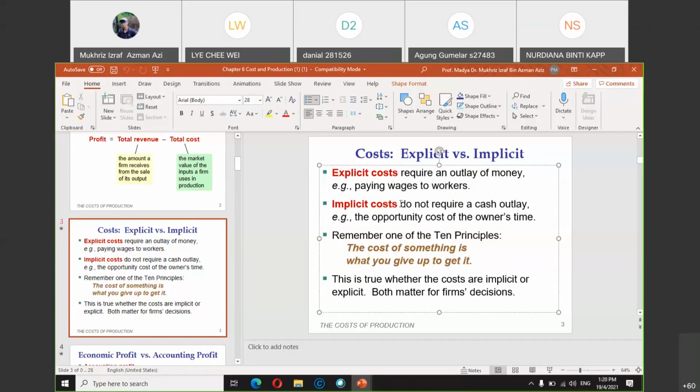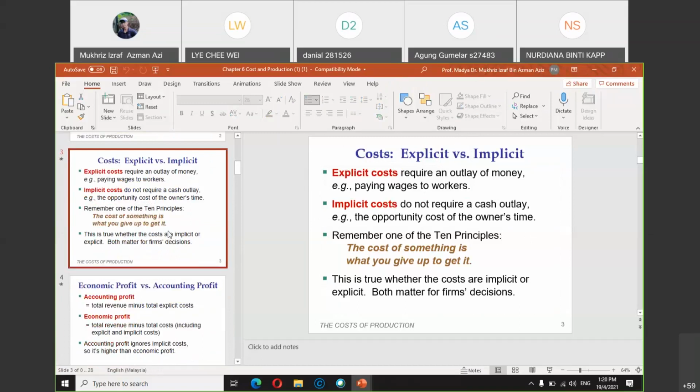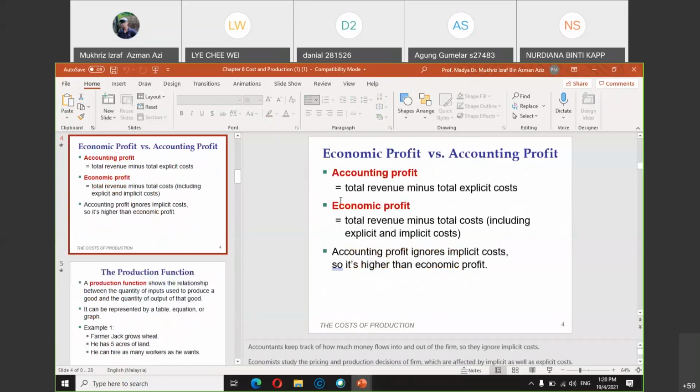Of course, you need to know what you are comparing against, how you define your opportunity cost. But explicit cost is very simple and straightforward: the cost of labor, the cost of your loan, and those things that you pay in terms of ringgit or dollar. So that is in terms of cost.